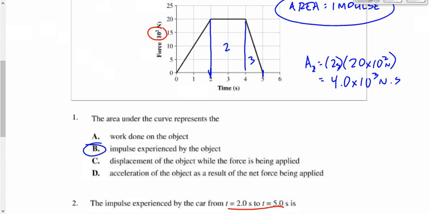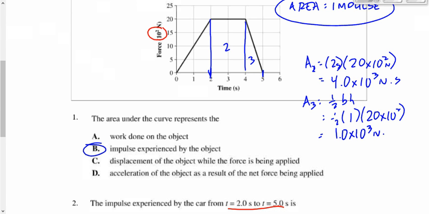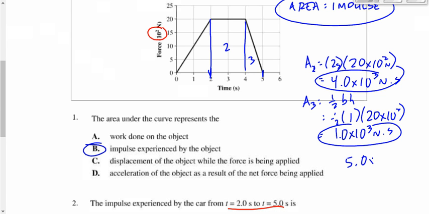Sorry, that's area 2. Area 3 is 1/2 base times height because it's a triangle. So here we have 1/2 of the base, which is 1 because it goes from 4 to 5, and the height, which is 20 times 10 to the 2 again, which gives us 10 times 10 to the 2, or 1.0 times 10 to the 3 Newton seconds. So we add those up. What do we end up getting? 4 plus 1 is 5.0 times 10 to the 3 Newton seconds.